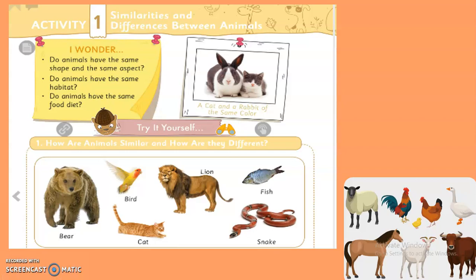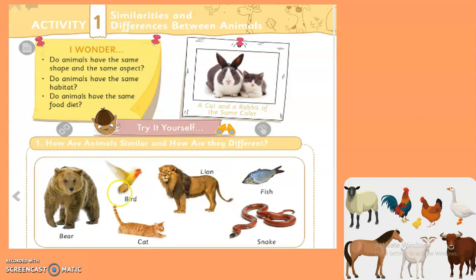Okay, now let's look at the differences between these animals. Do all these animals have the same color? Of course not. They do not have the same color, they have different colors. Do all these animals have the same size? No, let's look at the bird. It's so small. And the lion is so big. So they do not have the same sizes. Each animal has its own size.